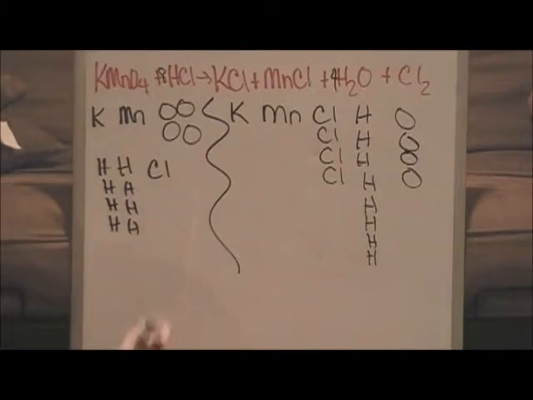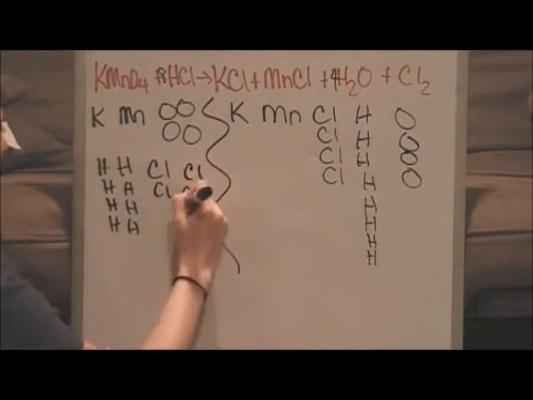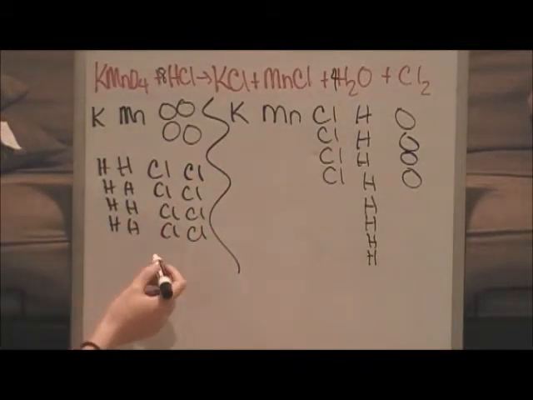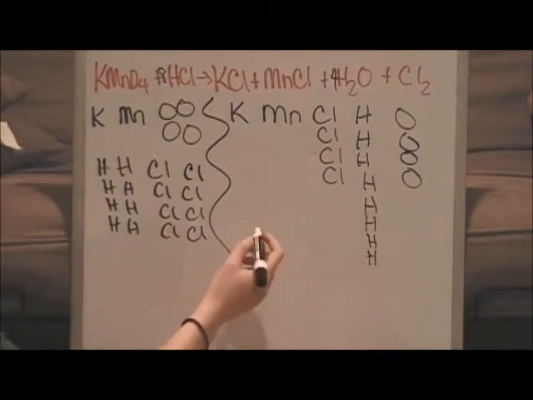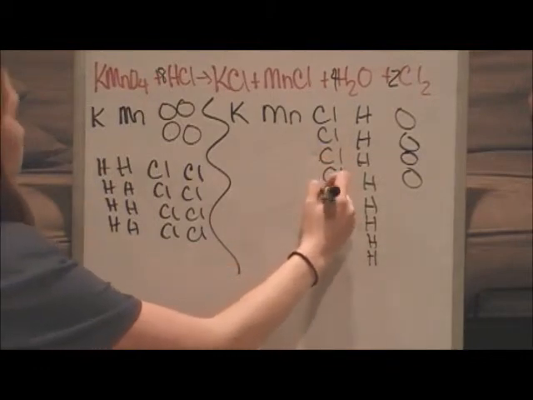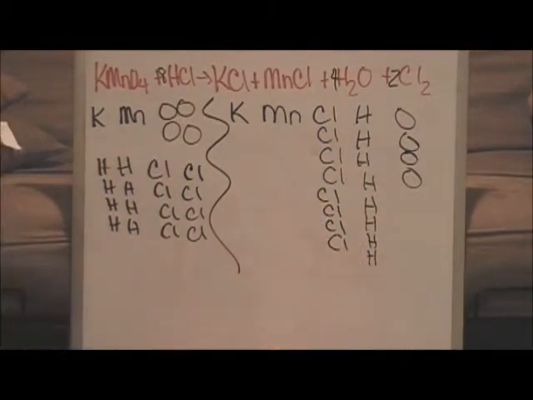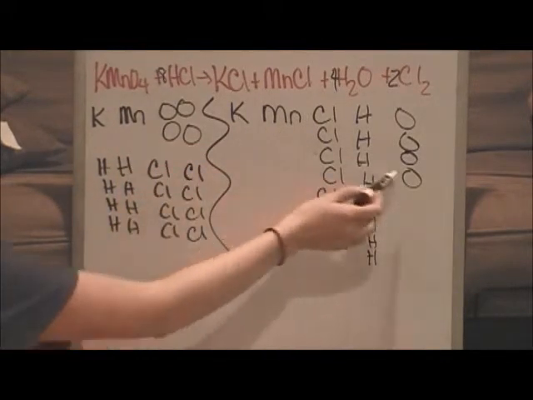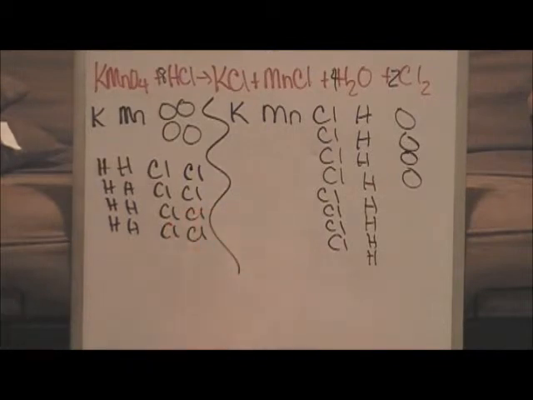That would also give us 8 Cl's. So we have 8 Cl's on this side, and we only have 4 Cl's on this side. So we're going to put a 2 in front of our Cl2, which would give us 4 more Cl's. Now we have 1 K, 1 Mn, 4 O's, 8 H's, and 8 Cl's. And our balanced equation is KMnO4 plus 8 HCl yields KCl plus MnCl plus 4 H2O plus 2 Cl2.